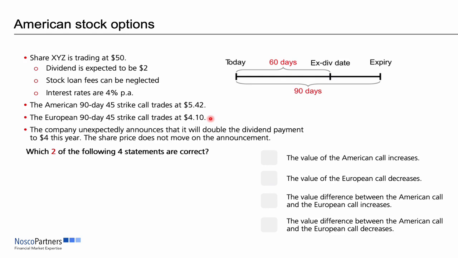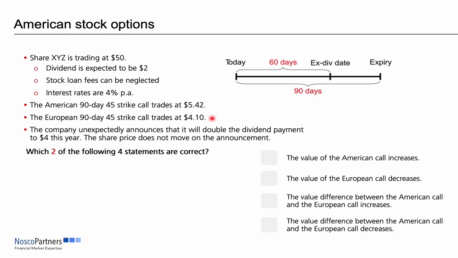Maybe it makes sense to briefly look at the forward. Where does the forward trade? Spot is 50, interest rates are 4%, the period is 90 days, so the carry costs are about 50 cents. I have a dividend of 2, that means the forward should be around 48.50. The parity to the forward, therefore, of the European option is 3.50.